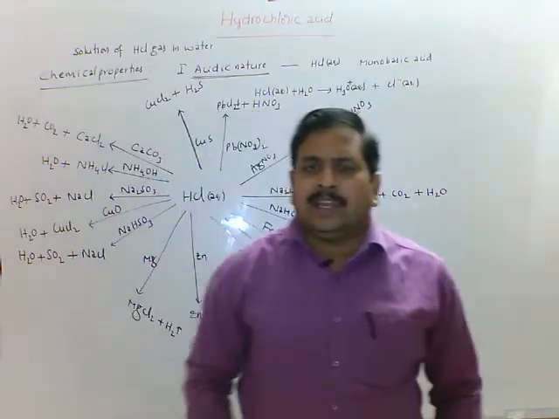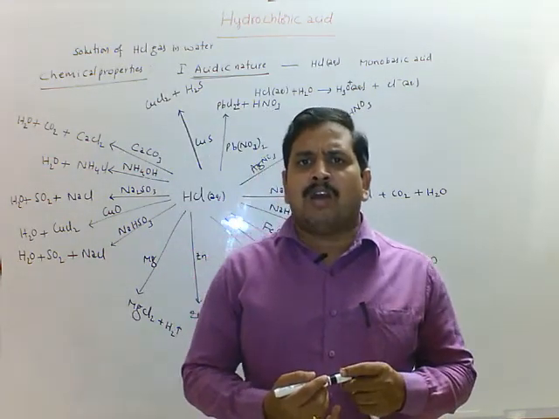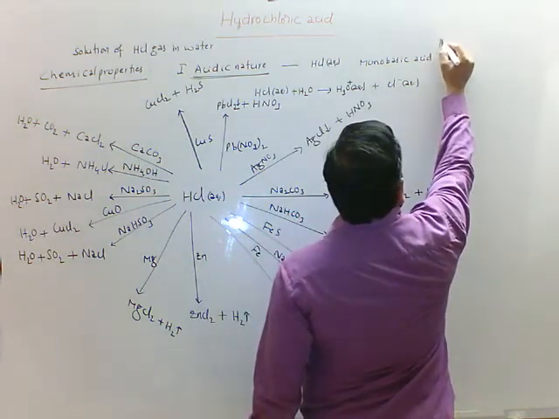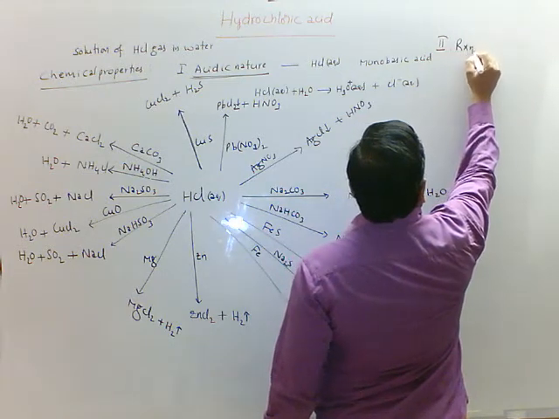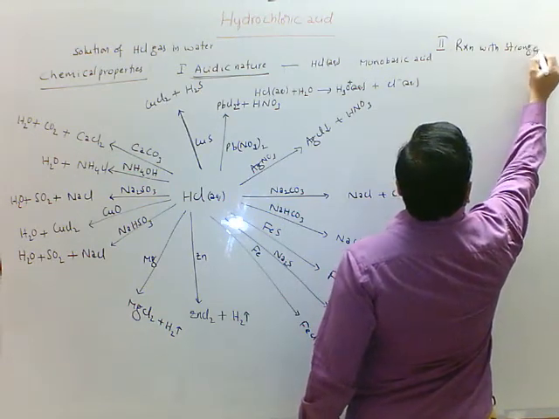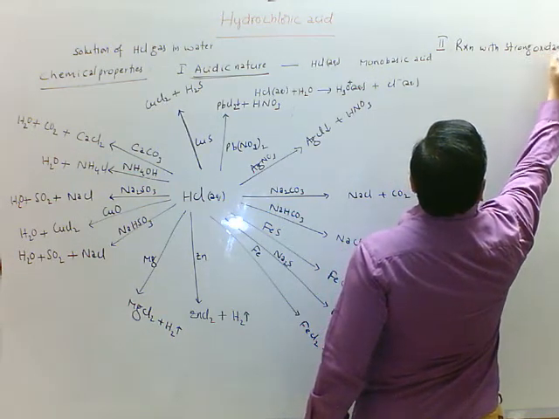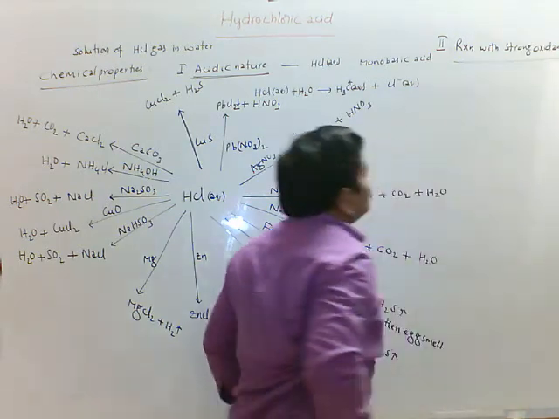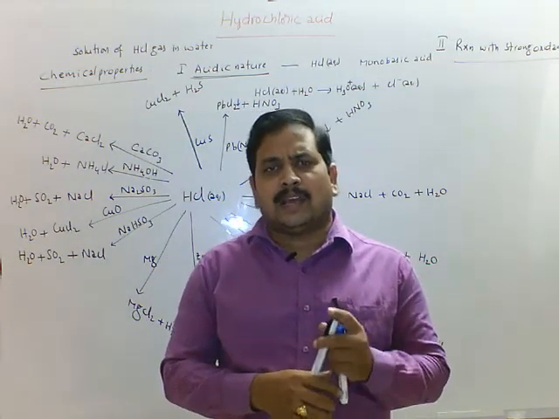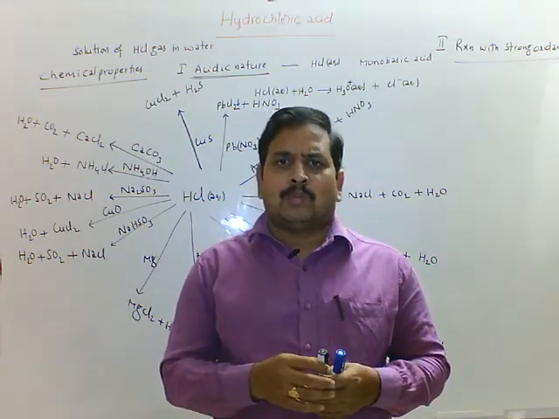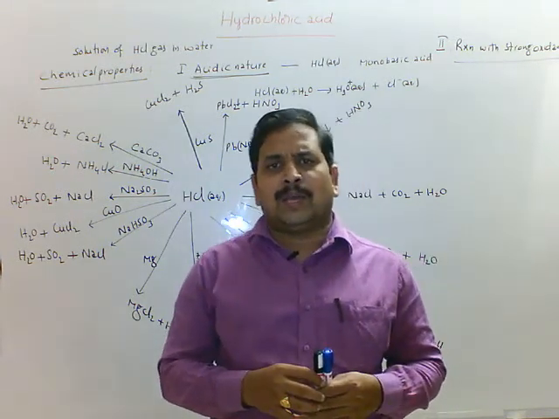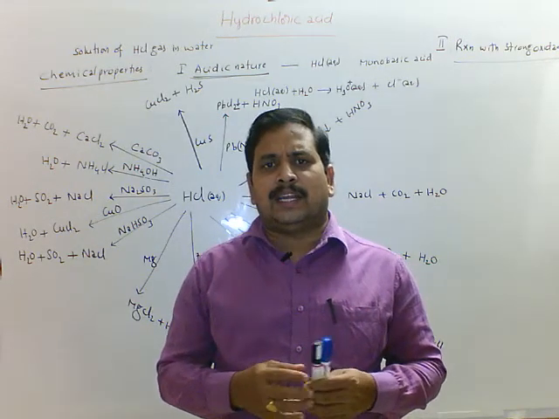Second chemical property is reaction with strong oxidants. Strong oxidizing agents: manganese dioxide, potassium permanganate, potassium dichromate, lead peroxide, and red lead, that is Pb3O4.